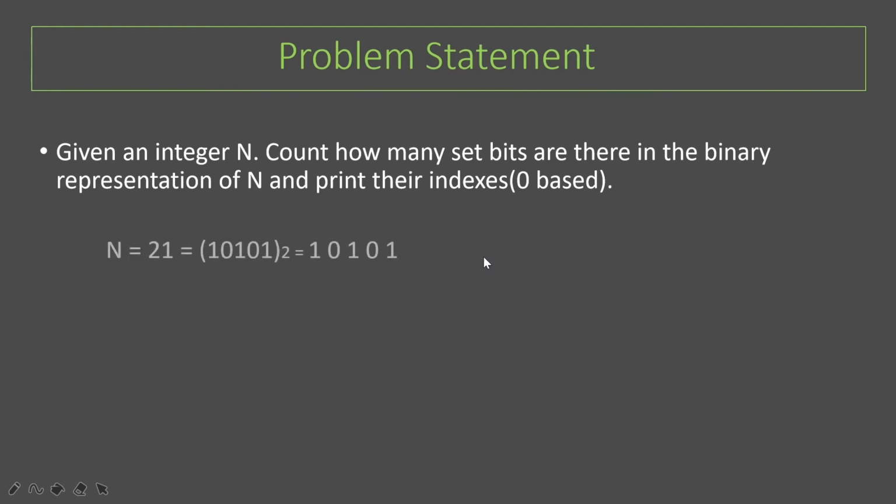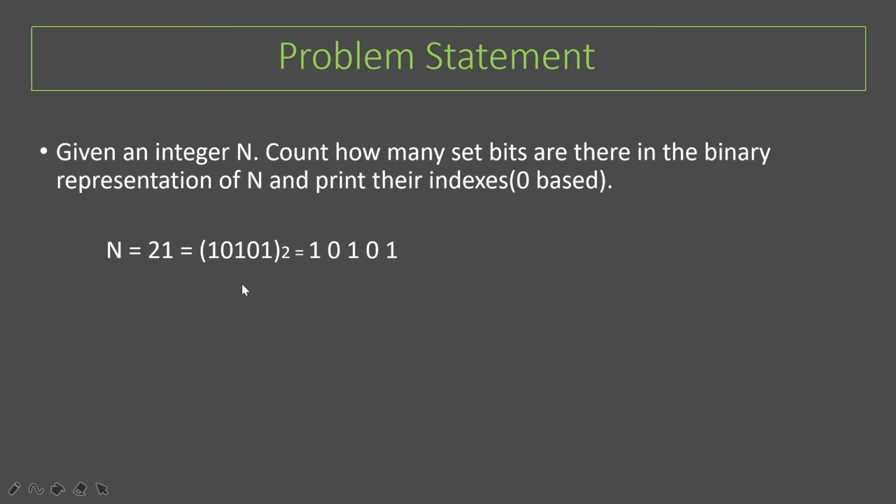Okay, suppose this is the number, which is 21. The binary representation of 21 is 10101. I am not showing the rest of the bits. We have to count how many set bits are there in the binary representation of this number. We can see that there are three set bits in the binary representation of this number. We have to print their indices also. You can see, 0, 2 and 4 indexes.